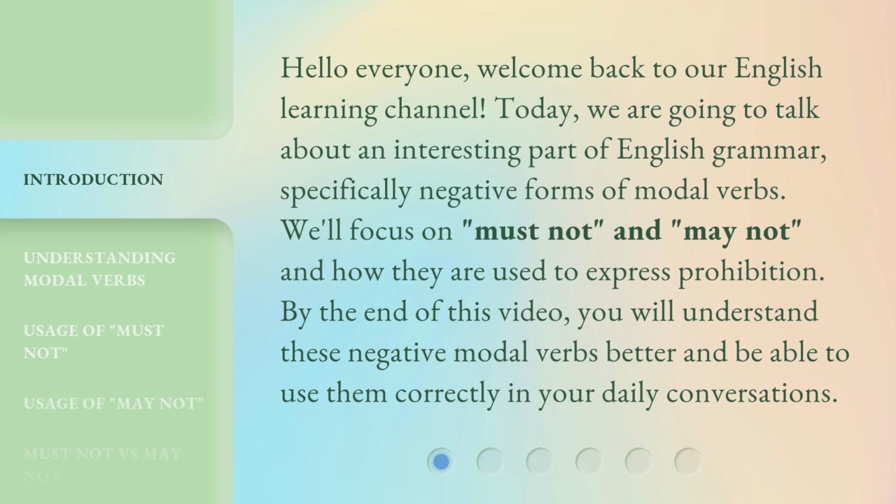Today, we are going to talk about an interesting part of English grammar, specifically negative forms of modal verbs. We'll focus on must not and may not, and how they are used to express prohibition. By the end of this video, you will understand these negative modal verbs better and be able to use them correctly in your daily conversations.